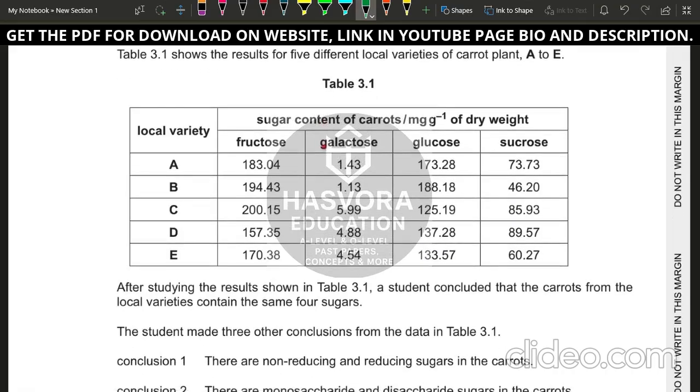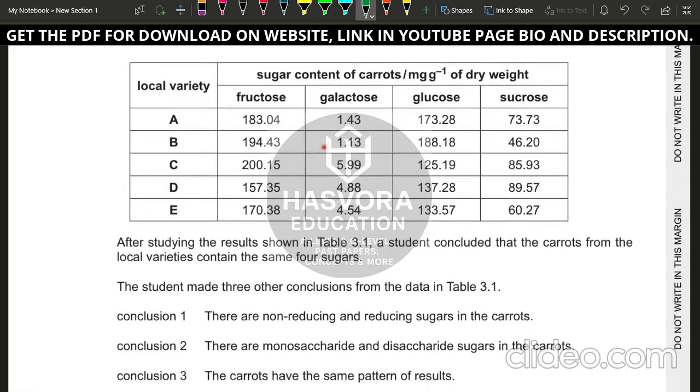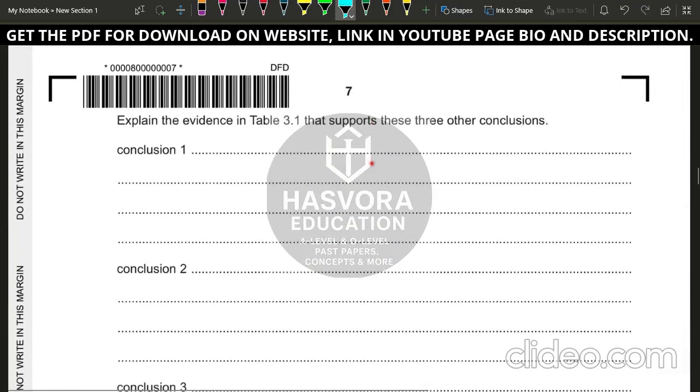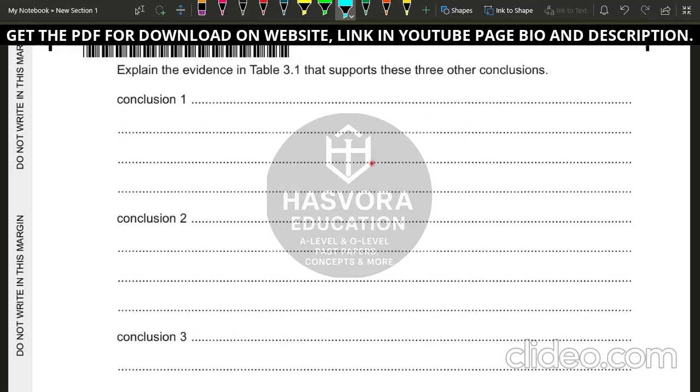After studying the results shown in table 3.1, a student concluded that the carrots from the local varieties contain the same 4 sugars, and the student made 3 conclusions. The first is that there are non-reducing and reducing sugars in the carrots. The second is that there are monosaccharide and disaccharide sugars in the carrots, and the third is that the carrots have the same pattern of results. Let's see what the examiner is asking us: explain that evidence in table 3.1 supports these 3 conclusions.